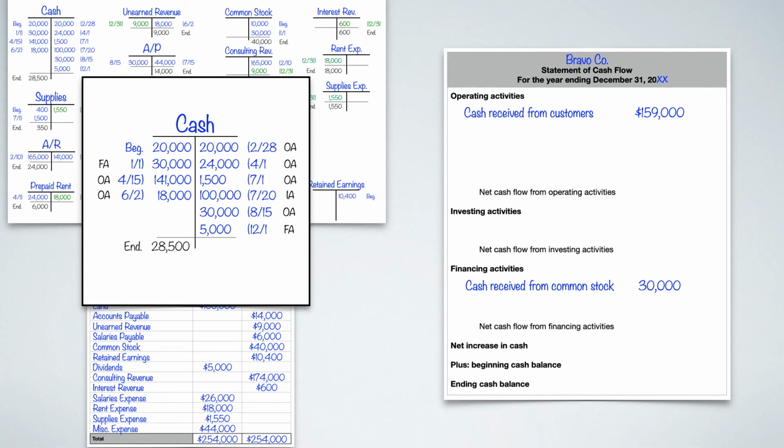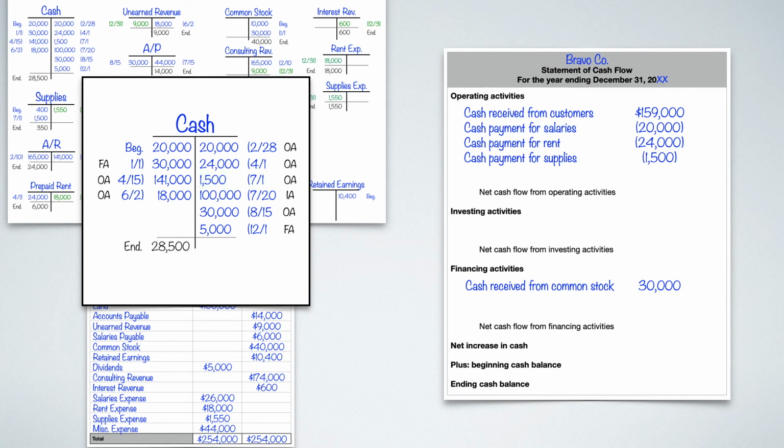So now I go over to the credit side, which are all of my negative numbers, and I just go down the list. The first one is the 20,000 from 2.28. That was an OA, and that was specifically from salaries. So I'll say cash payment for salaries, 20,000 negative. Then I have the 24,000. That was for rent. So I'll say cash payments for rent, negative 24,000. The next one was the 1,500. That was for supplies. So I'll say cash payment for supplies of negative 1,500.